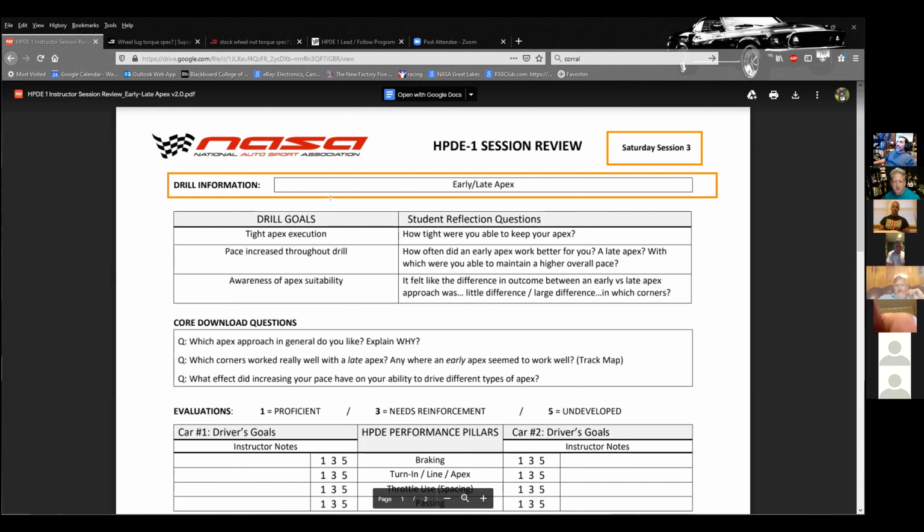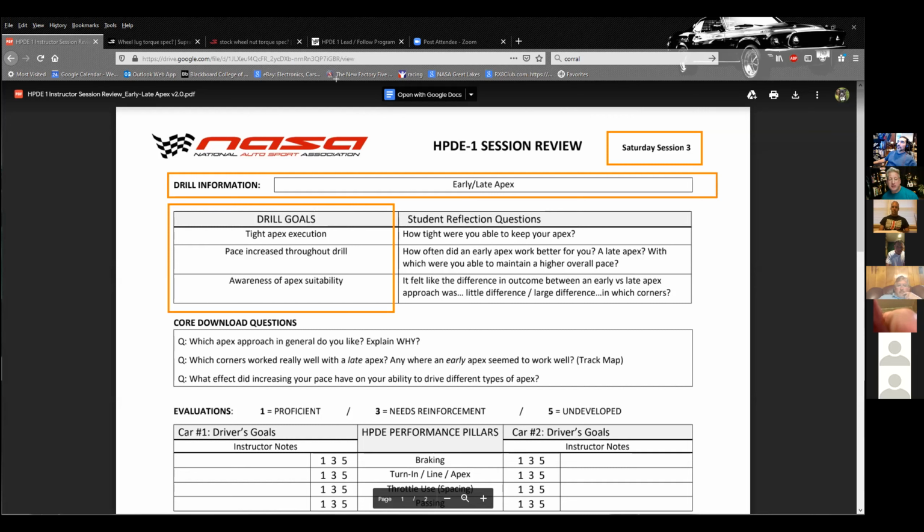So, let's back up. We have our drill information, and then you'll notice that we have drill goals. This is color coded right now. Saturday 3, here's the drill. Here are the drill goals, right? That's what we're hoping that they get out of it.